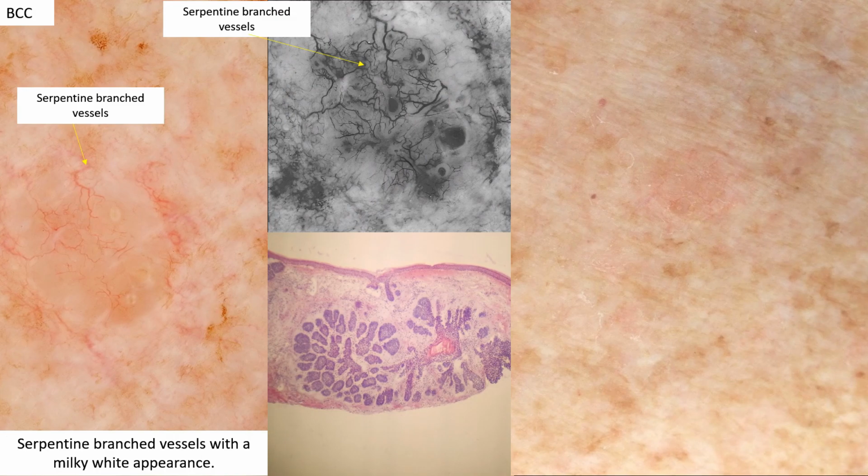Now in this lesion clinically, very difficult to see. However, in the ultraviolet light mode, we see these beautiful serpentine branch vessels. We also see a couple of serpentine branch vessels in the contact polarized mode. The histology as well was taken with this infiltrative basal cell carcinoma.